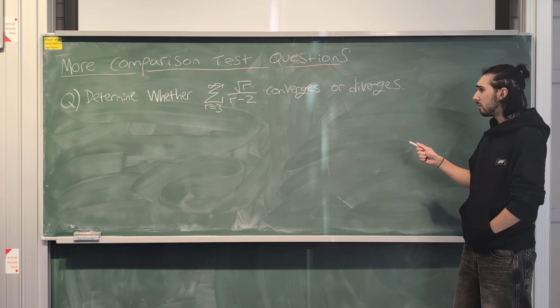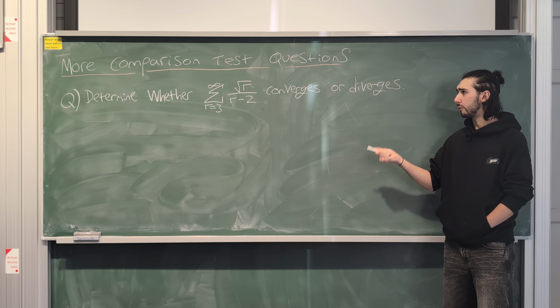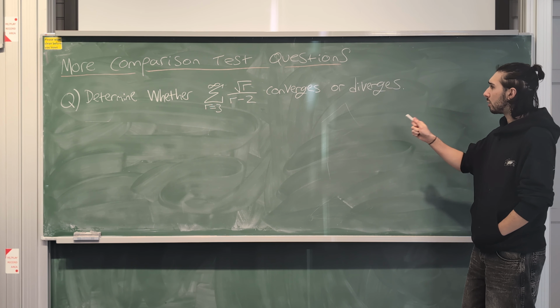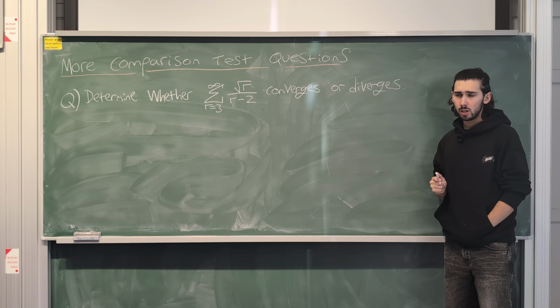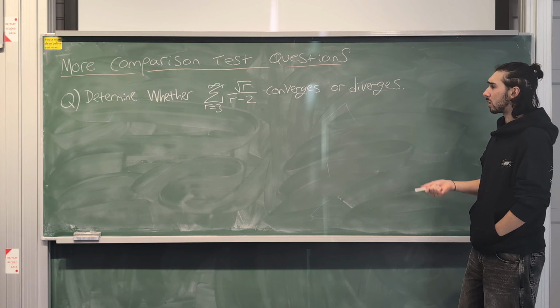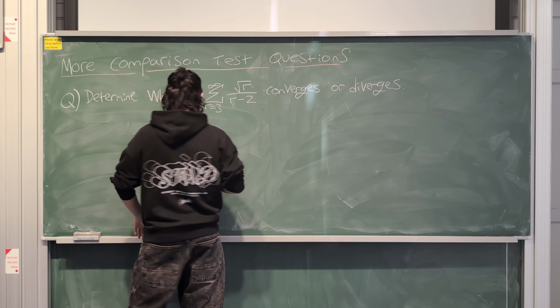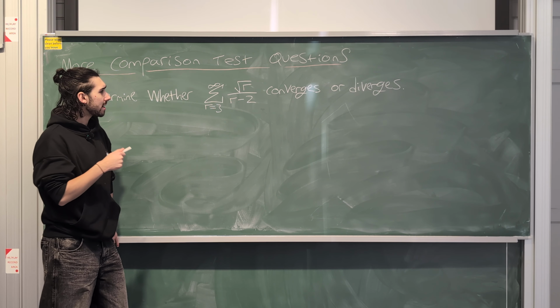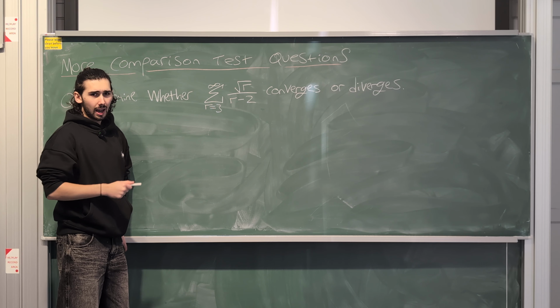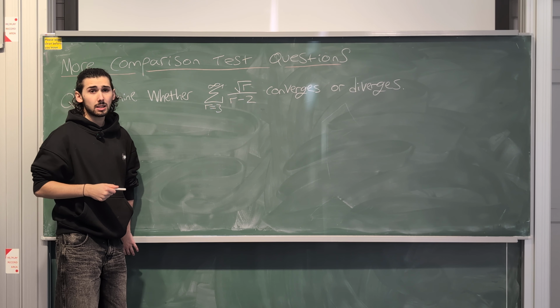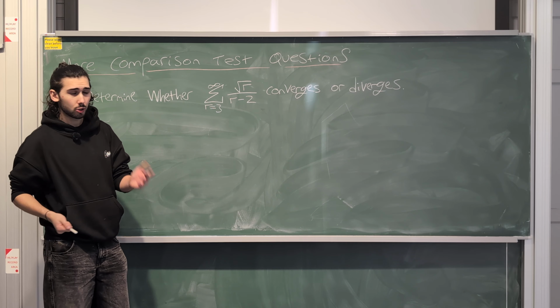Determine whether the sum from r equals 3 to infinity of the square root of r over r minus 2 converges or diverges. So what do we think about that? And again, we want to use the comparison test. The idea behind it is to see if we can rewrite this sum as being either bigger or smaller than something that is easier to determine whether that converges or diverges.